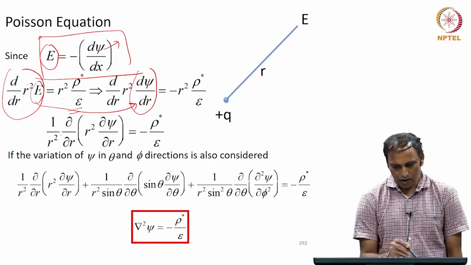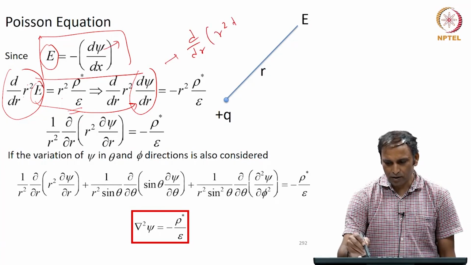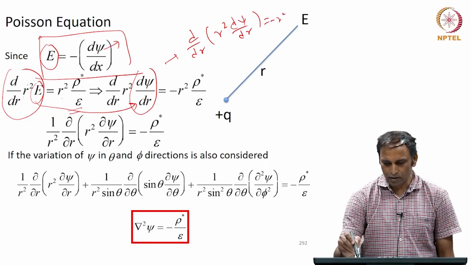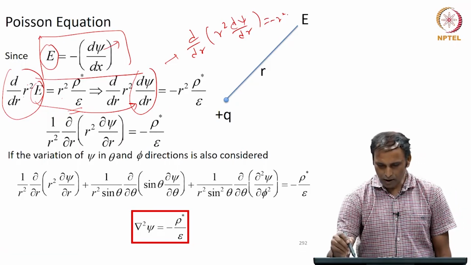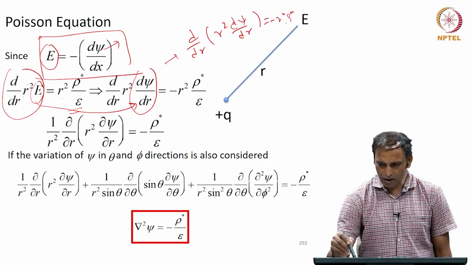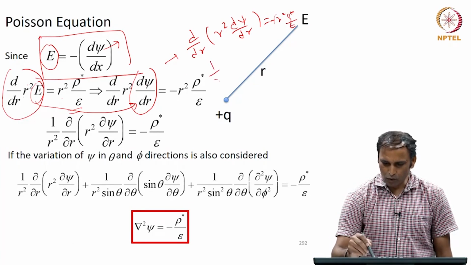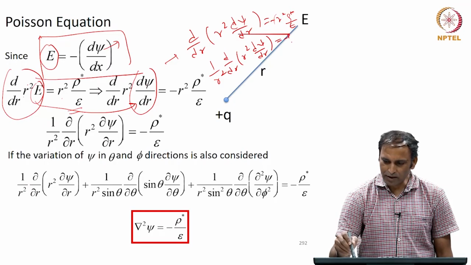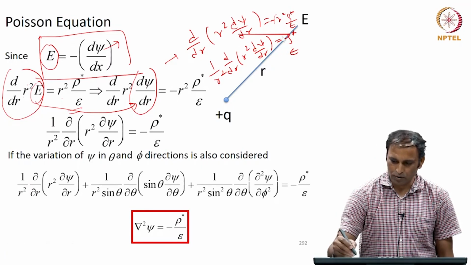So, essentially I end up with d by dr of r square d psi by dr is equal to minus r square into rho star divided by epsilon. I can get this r square to the other side. Therefore, 1 over r square d by dr of r square d psi by dr is equal to minus rho star divided by epsilon. That is what you get.